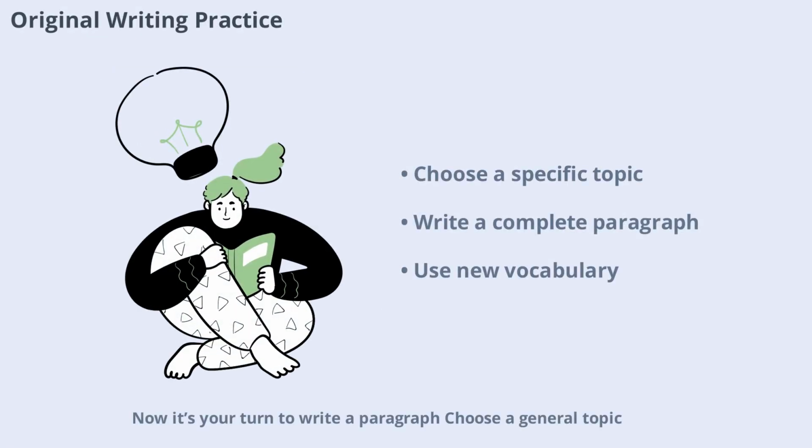Now it's your turn to write a paragraph. Choose a general topic, then narrow it down to something specific. Write 5 to 12 related sentences, include a topic sentence, indent the first line, and finish with a strong concluding sentence. Try to use at least 2 new vocabulary words or phrases.